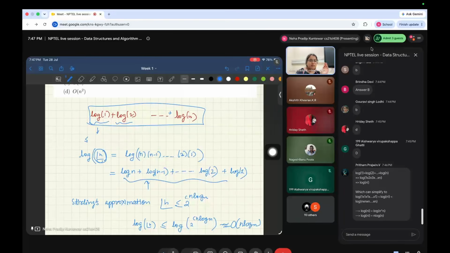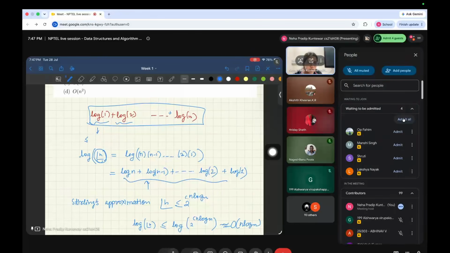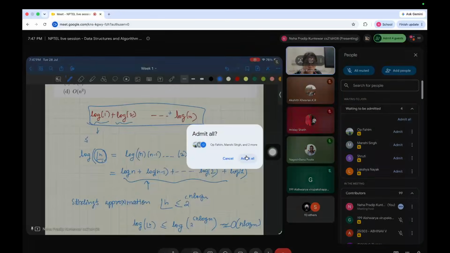The brute approximation also works. Even if you do it without Stirling's approximation and approximate it with n to the n, you would still end up getting n log n. Is there any other question? I think I saw a raised hand at some point.